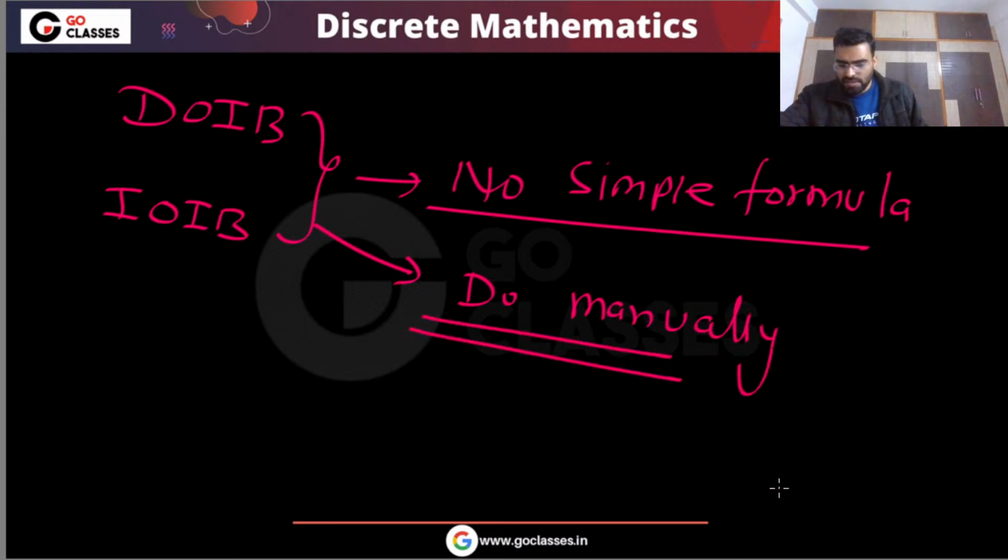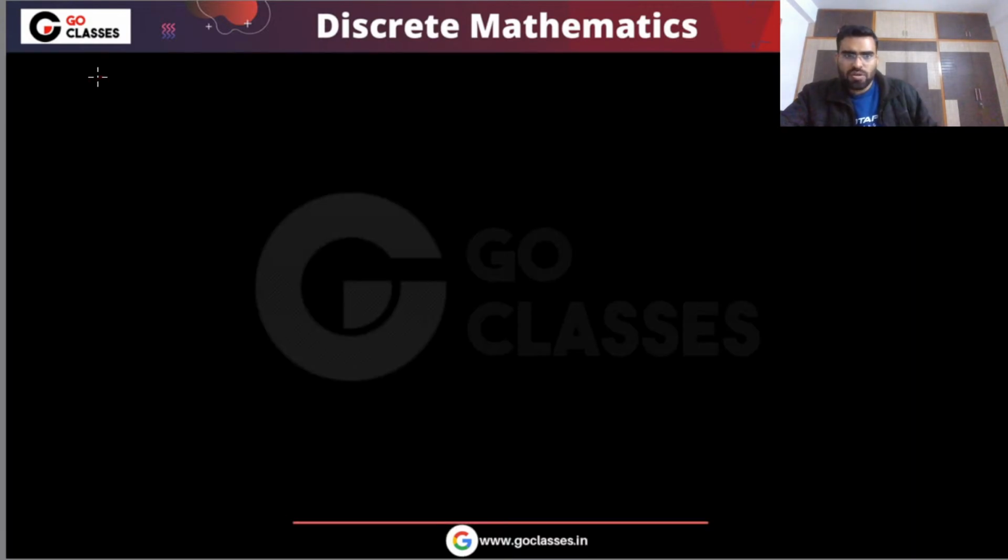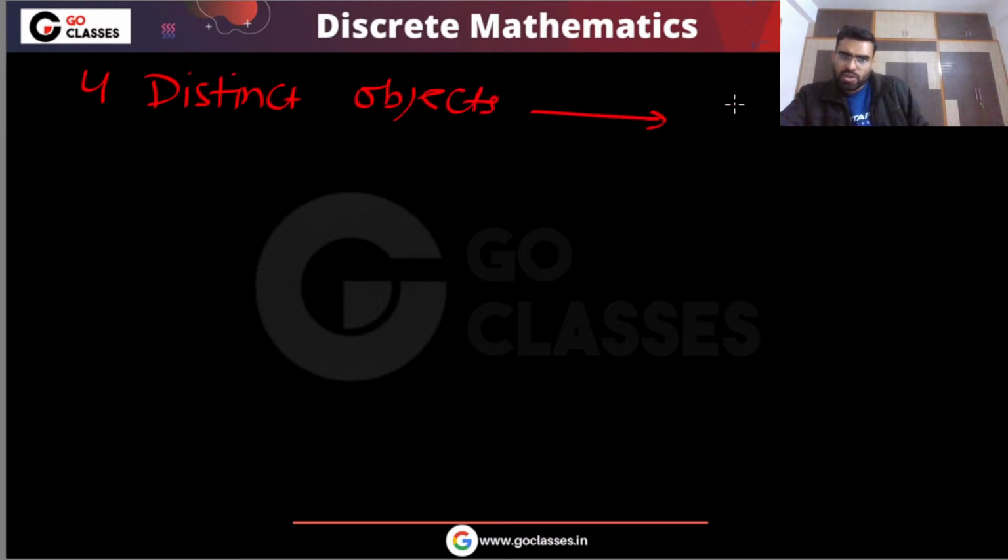Okay, basically just solve these questions manually. For example, let's see this DOIB problem. You have distinct objects and identical boxes. Let us assume you have four different employees and three offices. So basically you have four distinct objects, and you want to put them in three identical boxes.